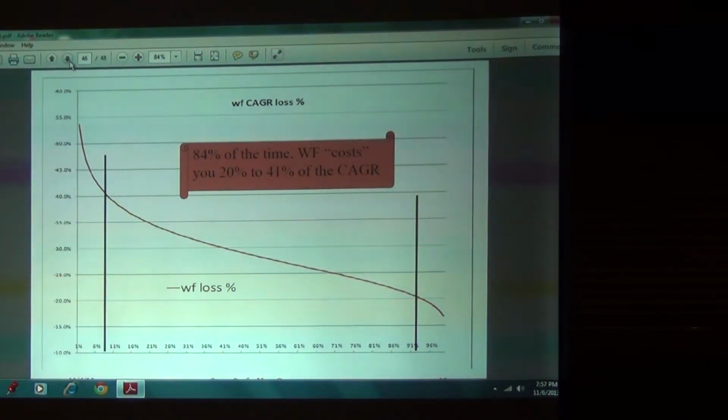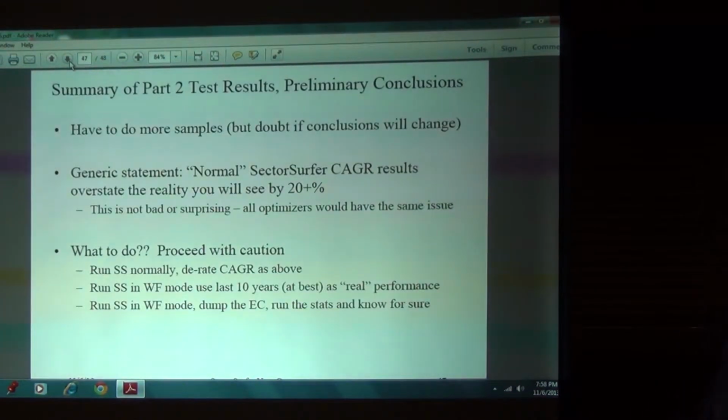You do the same thing, and now you just say, how much is it as a percentage of the amount of money I was making? Somewhere between 20 to 41% of your compound annual return goes away. Next slide. All right, so here are the conclusions.